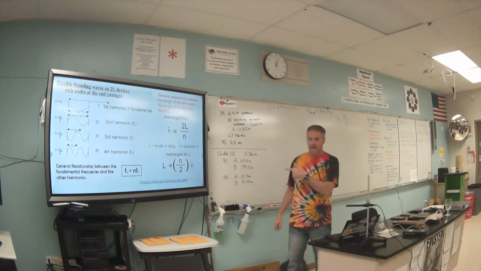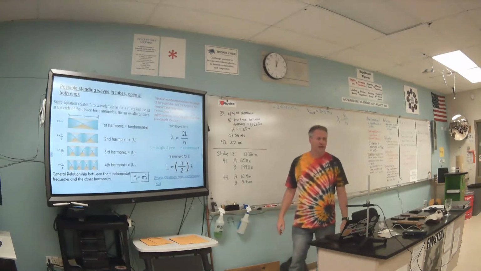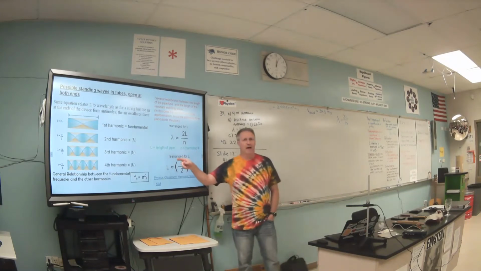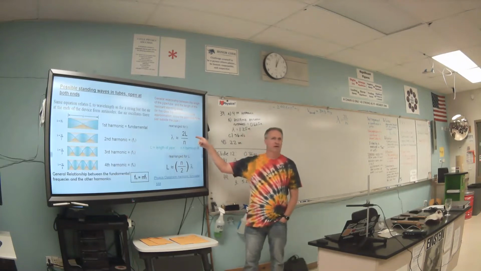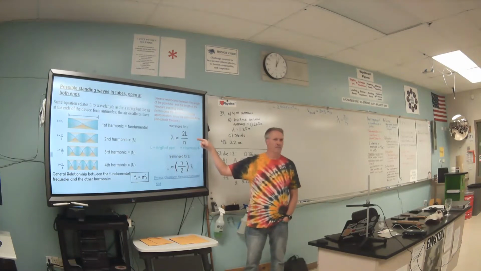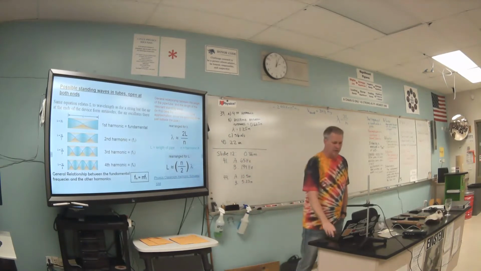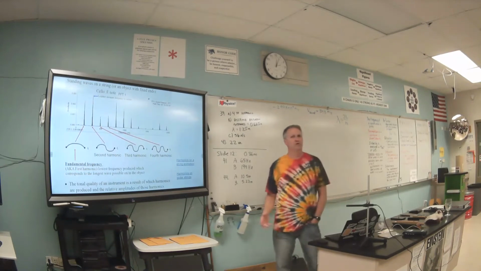Whether it's a string or a tube, they're both called 2L devices because the mathematical pattern that exists depends on 2 times the length of the string or the tube. They're called 2L devices, okay? All right, well, what we want to do is see how this could play out with a musical instrument.